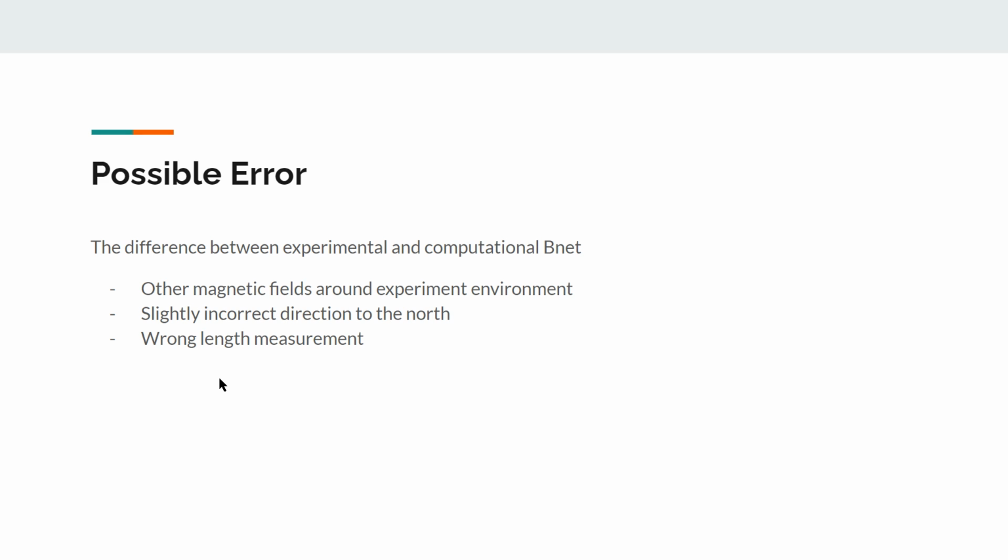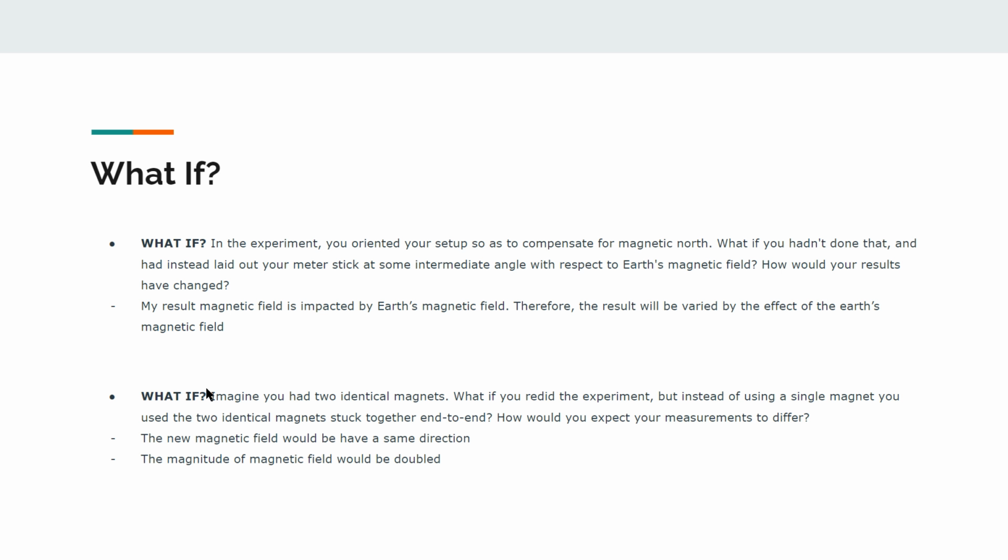There can be errors like other disturbing magnetic fields around the experiment environment, incorrect direction setting, or wrong length measurement. However, you can see the two vectors are quite similar. If I didn't direct north but laid out an intermediate angle with respect to Earth's magnetic field, then my resulting field would vary by the changed angle. And if I have two identical magnets end to end, then a new magnetic field will be formed which has the same direction and doubles the magnitude of the magnetic field.